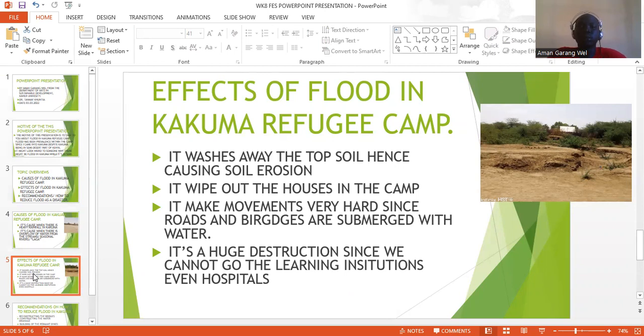It is a huge distraction since we cannot go to the learning institutions or even the hospital when there are sick people, because the seasonal rivers are cutting all the connecting points of the people in Kakuma. For example, going to the hospital, you will first have to cross the streams. Schools, all the social institutions, and places where people gather and interact are being cut off. Sometimes it prevents people from going for the ration at the distribution center, where they normally collect their food at the end of the month.